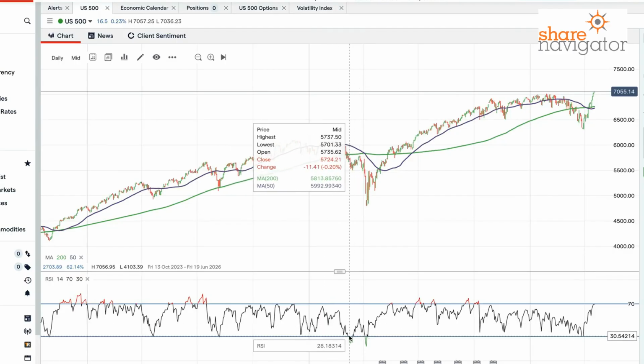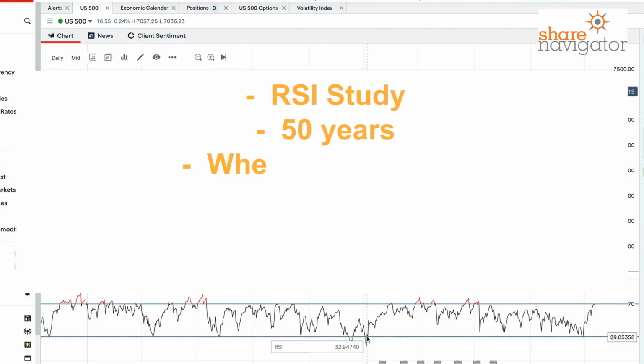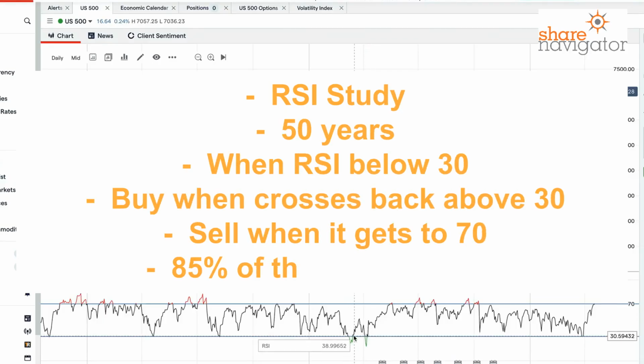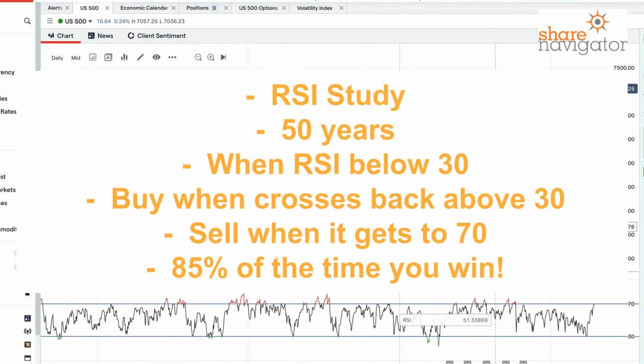On the flip side, I've done a study on this RSI, by the way, when it gets below 30. I did a 50-year study, and actually anytime it goes below 30 and crosses back above it, 85% of the time if you buy in, you will be in profit on the trade. Okay, so that's just in terms of the indicators I use.